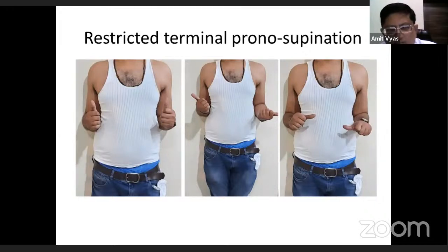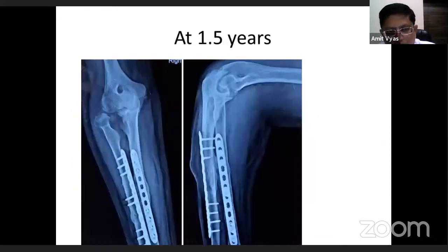I explained to him about the radial head, but up to now, because now it is 1.5 years, I can see something in the X-ray. Can anyone agree with me that some problem in the radiocapitellar joint is developing, arthritis, or at this point, how should we proceed?